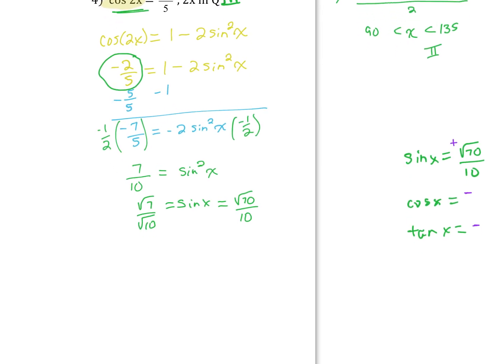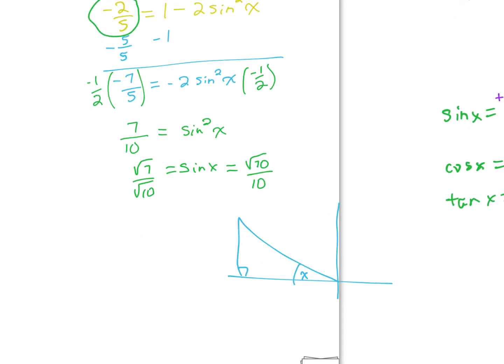All right, so I want to draw my triangle in quadrant 2. And this is my single angle. Now, here's where I would rather use smaller numbers. So for my sine, it says I can use the square root of 7 and the square root of 10. And those values are much smaller and easier to work with as opposed to a square root of 70 and a 10, right? So I want to use the square root of 7 and the square root of 10 here.